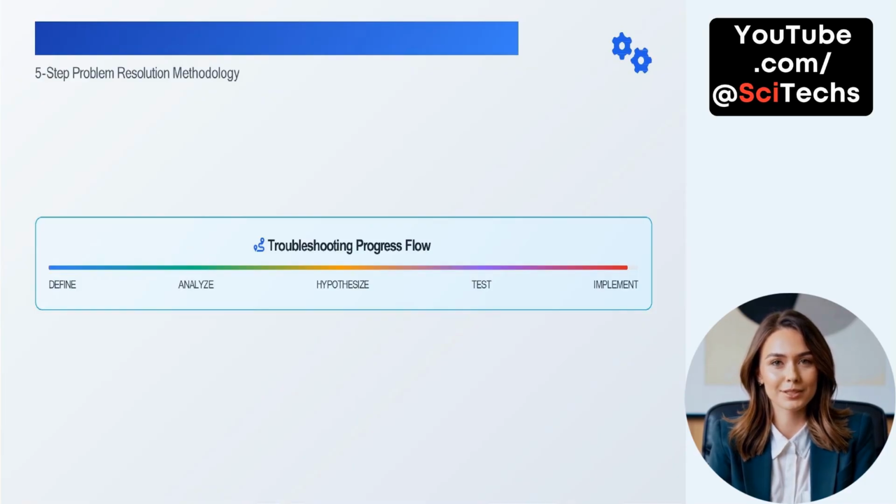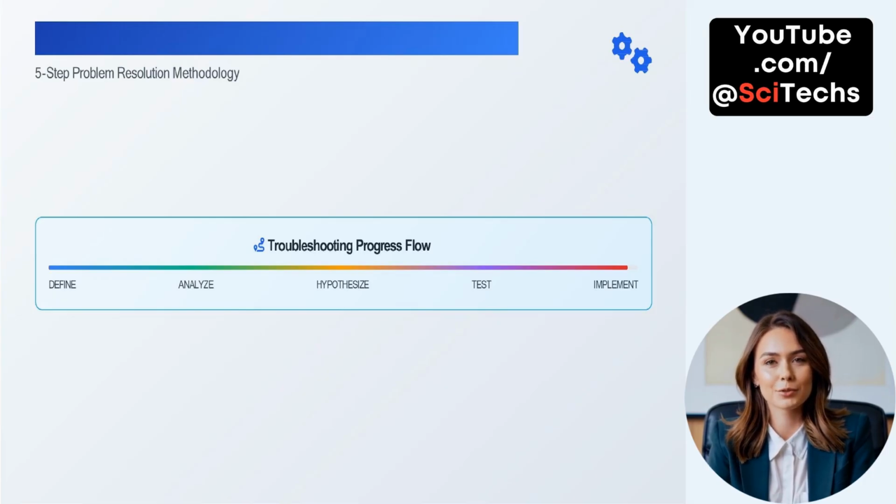5-step problem resolution methodology. Troubleshooting in semiconductor manufacturing demands a structured approach to isolate, understand, and resolve issues effectively. The 5-step problem resolution methodology provides a logical framework known as the troubleshooting progress flow. It begins with a define phase, where the problem is clearly identified, including boundaries, symptoms, and impact. Clarity here is essential to avoid misdiagnosis later. In the analyze phase, data is collected and reviewed to detect any underlying trends or inconsistencies. This is where insights start to form.